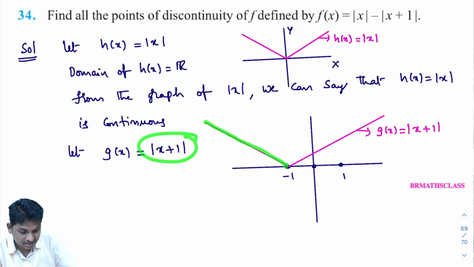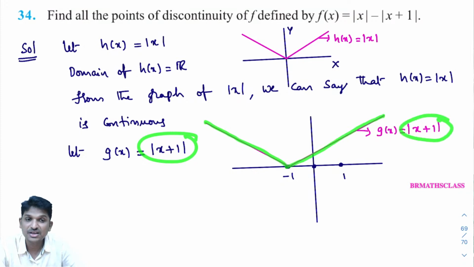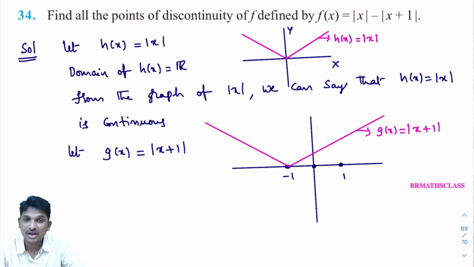Okay, now you observe the graph of modulus of x plus 1. You observe the domain is all real numbers. For this function, the domain is all real numbers. Is there any gap in its graph? There is no gap in its graph. So I can say that this is continuous.